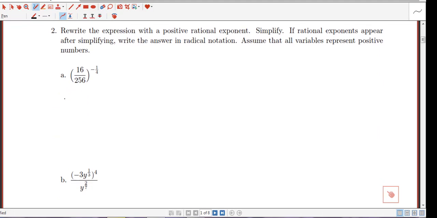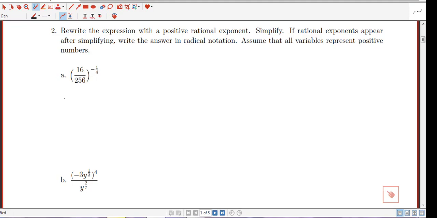Write the expression with a positive rational exponent. Simplify. If rational exponents appear after simplifying, write the answer in radical notation. Assume that all variables represent positive numbers, which means that, woohoo, you don't have to worry about those darn absolute values anymore. The only absolute value problem that you're going to get is number 1, just so you know. Alright, anyways, let's get started on this.